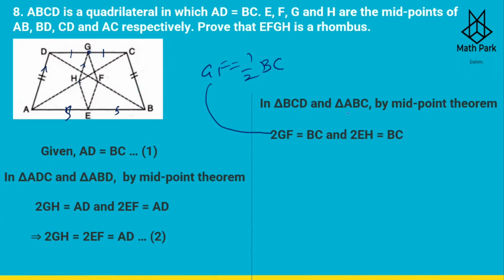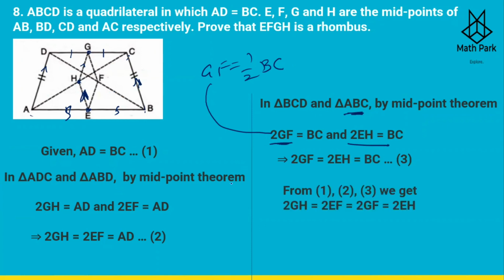Same way in triangle ABC, you have E is the midpoint of AB and H is the midpoint of AC. That is how you get EH is parallel to BC and EH is equal to half BC. So twice EH is equal to BC. Right? So from this equation, you get 2GF is equal to 2EH, and that is equal to BC. That is our equation number 3.